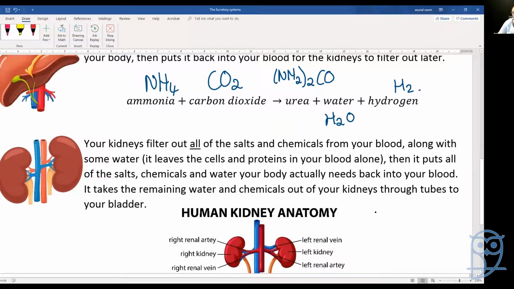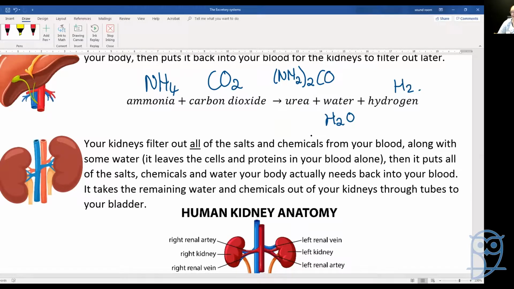Okay, so that was a remarkably quick overview about how our whole excretory systems work. Our pee is made up of pretty much a lot of water, some urea, which is this chemical here, and a bunch of other chemicals and things that our body doesn't need. So there could be some salts in it.